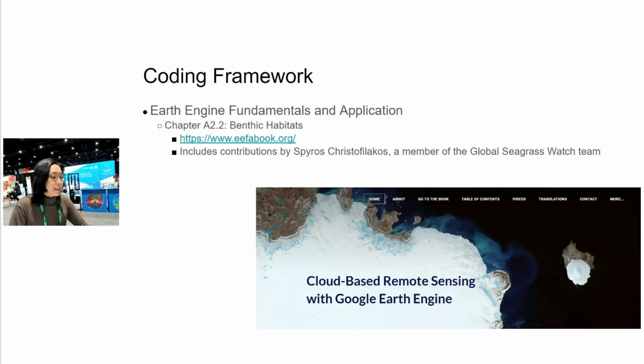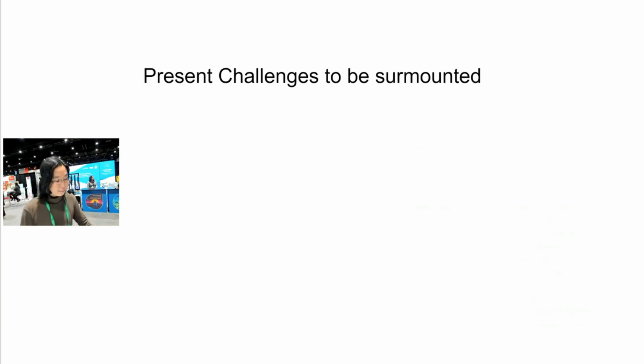Most of our work is based on this coding work, which has been published in this book, Cloud-Based Remote Sensing and Google Earth Engine. The contribution of the chapter for the benthic habitats is done by Spiros Christophilakis, who is also one of our team members. If you're interested to know how we work and what are the codes that we use, it is pretty much not very far off from this data set. So feel free to look at this chapter and you should be able to replicate what we have done as well. Of course, not everything is perfect.